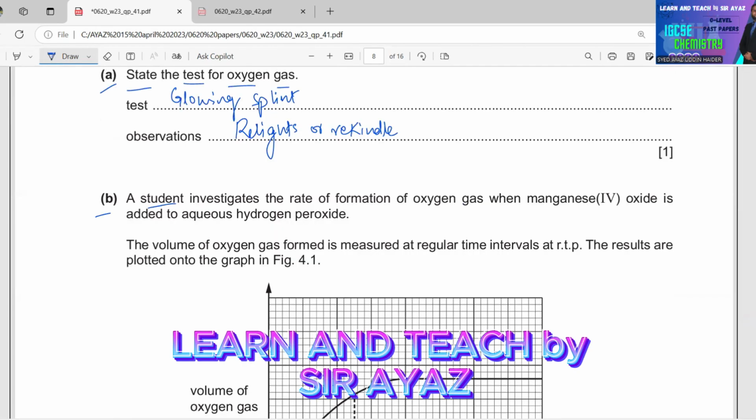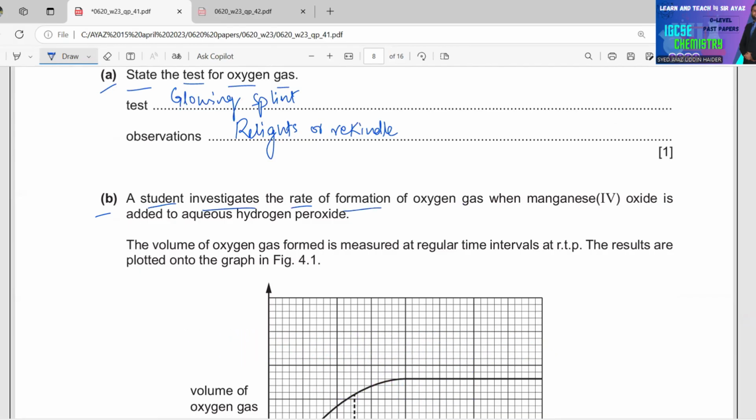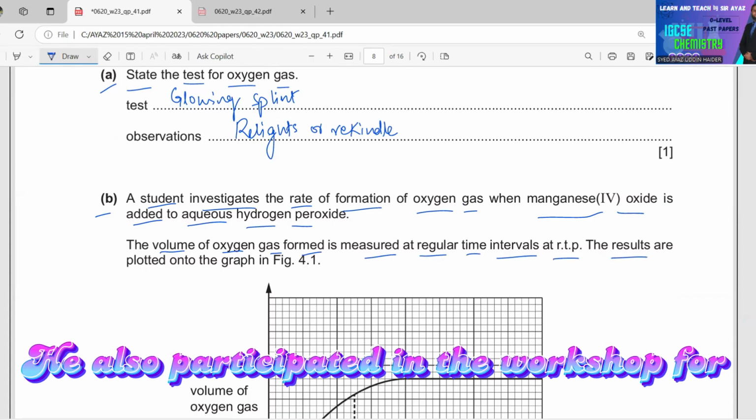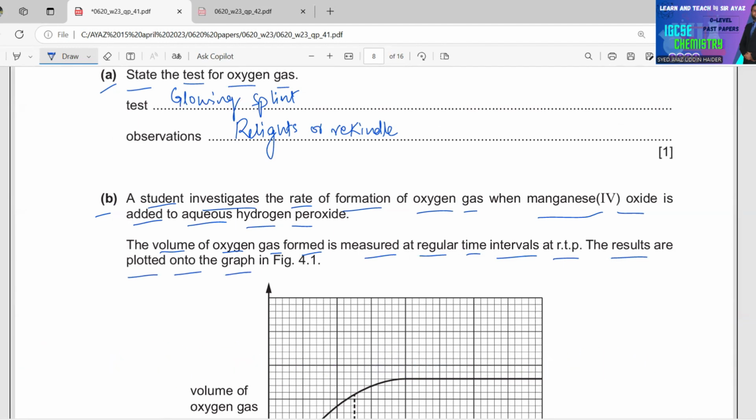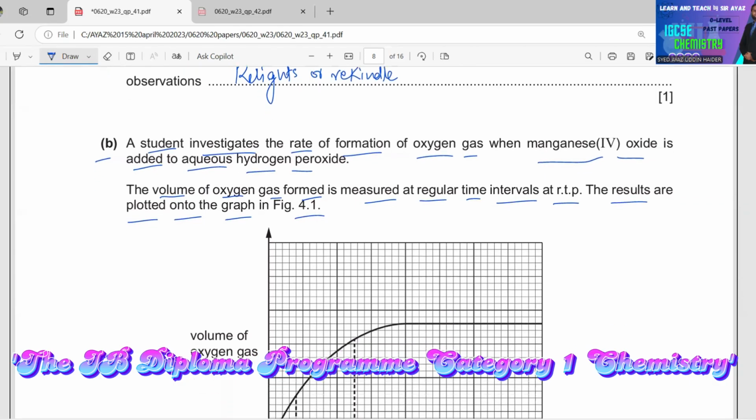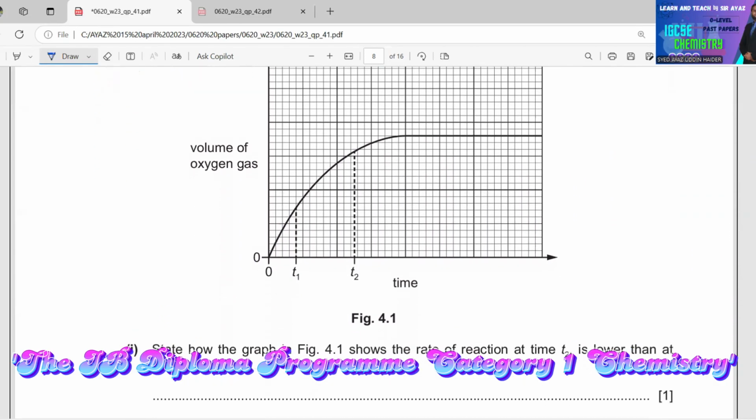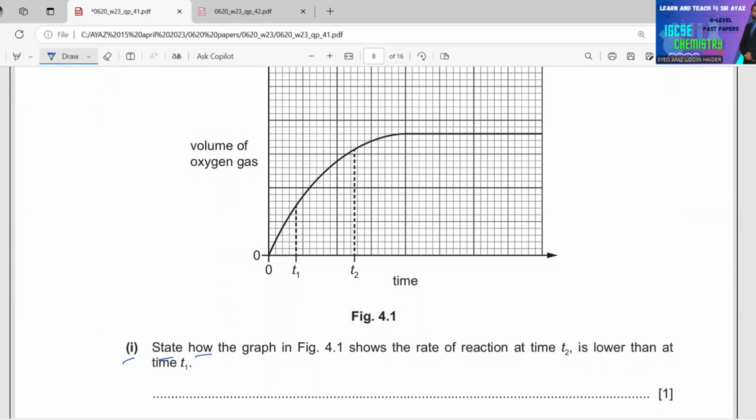Part B. A student investigates the rate of formation of oxygen gas when manganese(IV) oxide is added to aqueous hydrogen peroxide. The volume of oxygen gas formed is measured at regular time intervals at RTP. The results are plotted onto the graph in figure 4.1. So here's a graph. Number 1, state how the graph in figure 4.1 shows the rate of reaction at time T2 is lower than at time T1.